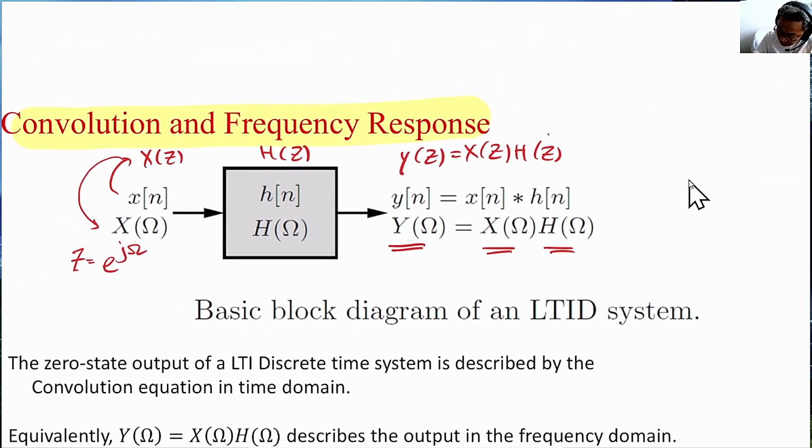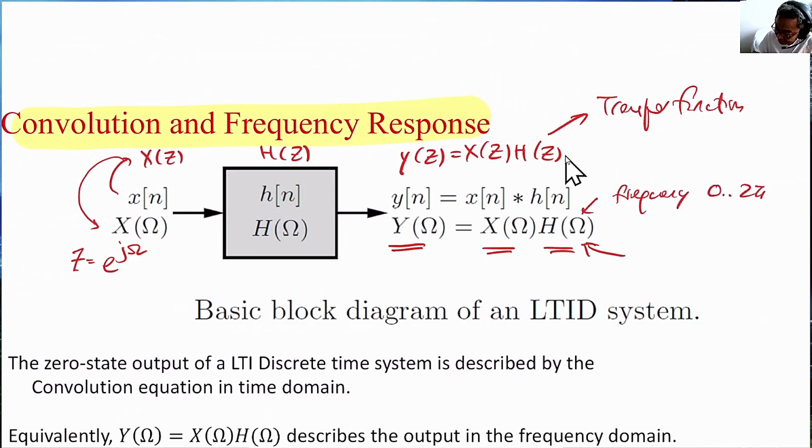We will now introduce terminology. H(z), let's remind ourselves, is called the transfer function. And H(ω), and what is ω? ω is frequency, from 0 to 2π. H(ω) has a special name. It's called the frequency response. The reason why it's called the frequency response is because it tells us the response at individual frequencies from 0 to 2π. It will tell us what effect there is on the magnitude and the phase of a complex exponential as it passes through this LTI system.